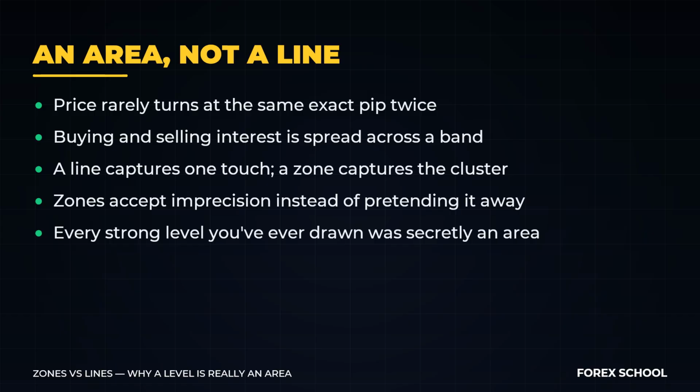Buyers don't queue at a single price, their interest is smeared across a band of prices, placed by thousands of participants who each picked a slightly different number. A line pretends the market is precise. A zone accepts that it isn't, and captures the whole cluster of turning points inside one honest rectangle.